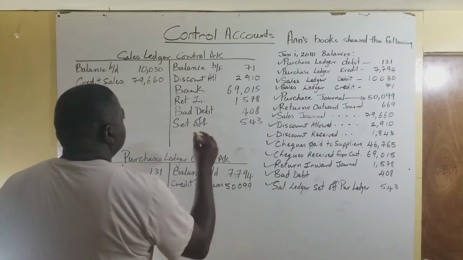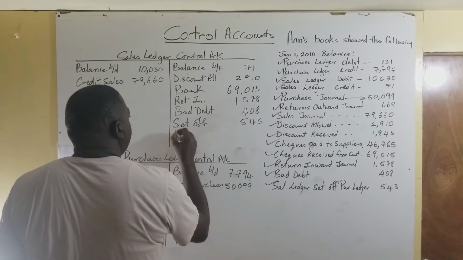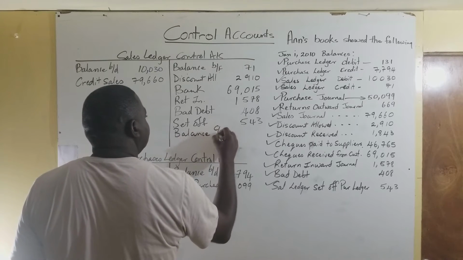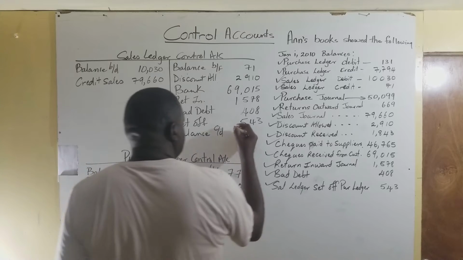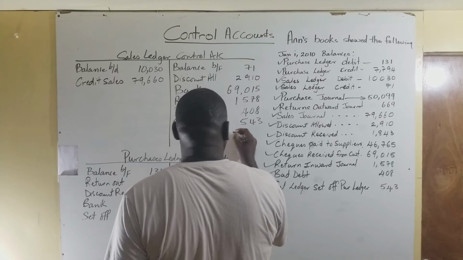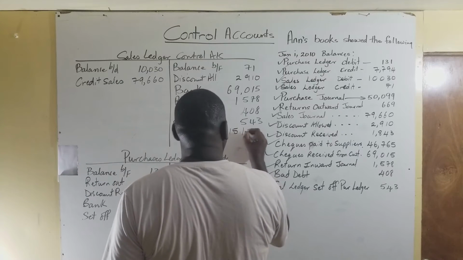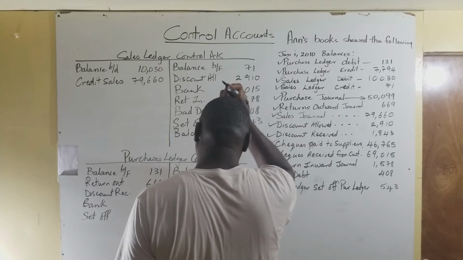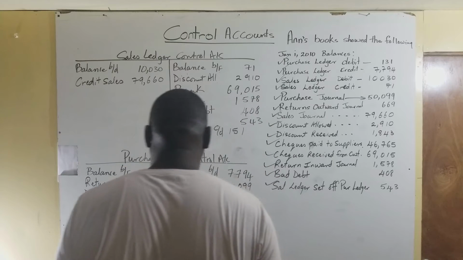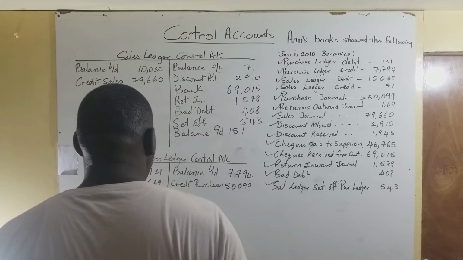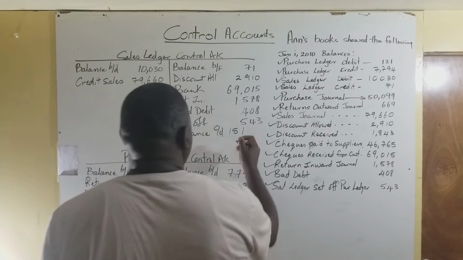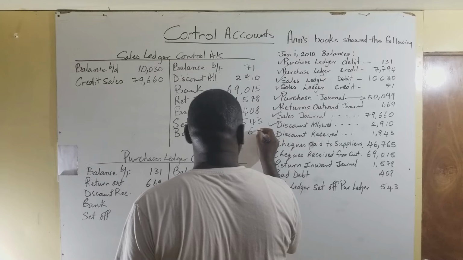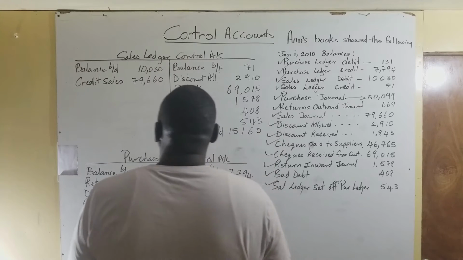690 rather. So our balancing figure will be on the credit side. Balance CD, and that when worked out is 15,160. All right.